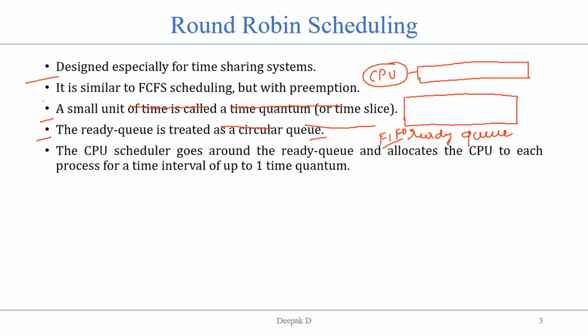So these are the important terms that you should understand carefully, where the CPU scheduler goes around the ready queue and allocates the CPU to each and every process for a particular time interval of up to one time quantum. So this is the general time quantum, which is given as 1. But in reality, the time quantum ranges from 10 to 100 milliseconds in length, and it can also be specified by the user.